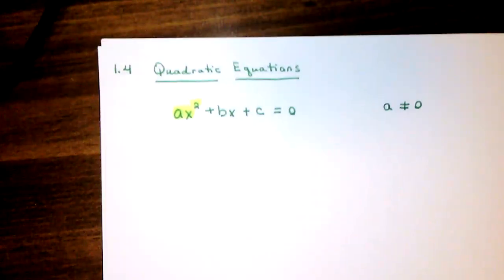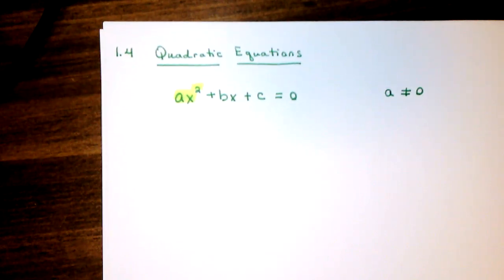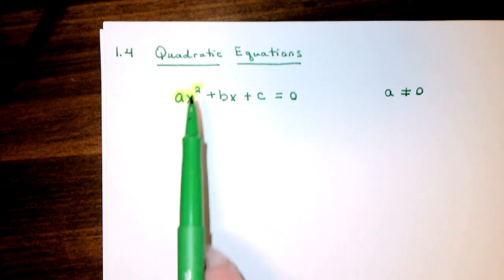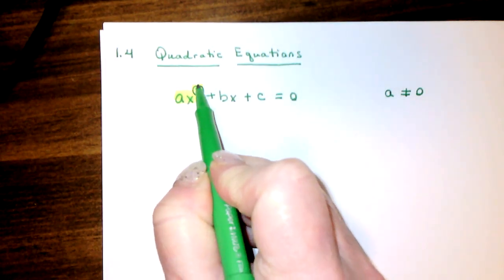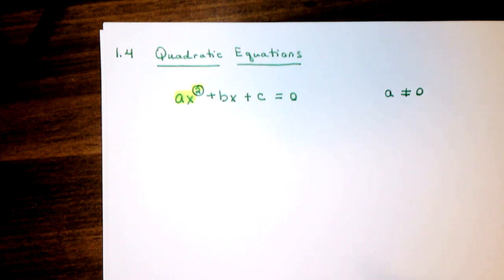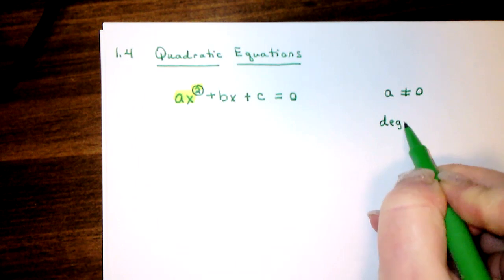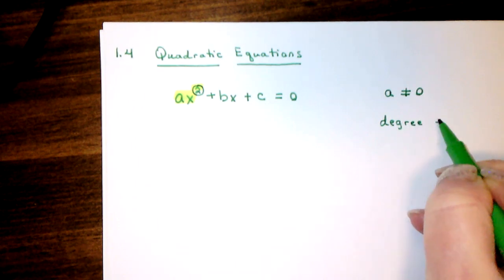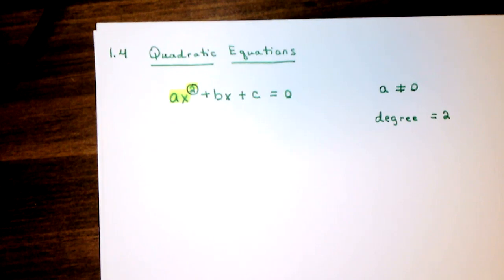Okay, today we're going to look at section 1.4, which is called quadratic equations. Now, with a quadratic equation, you cannot have a equal to 0. So you have to have at least the highest degree has to be a 2. So your degree needs to equal 2. Okay, now there's many ways to solve a quadratic.